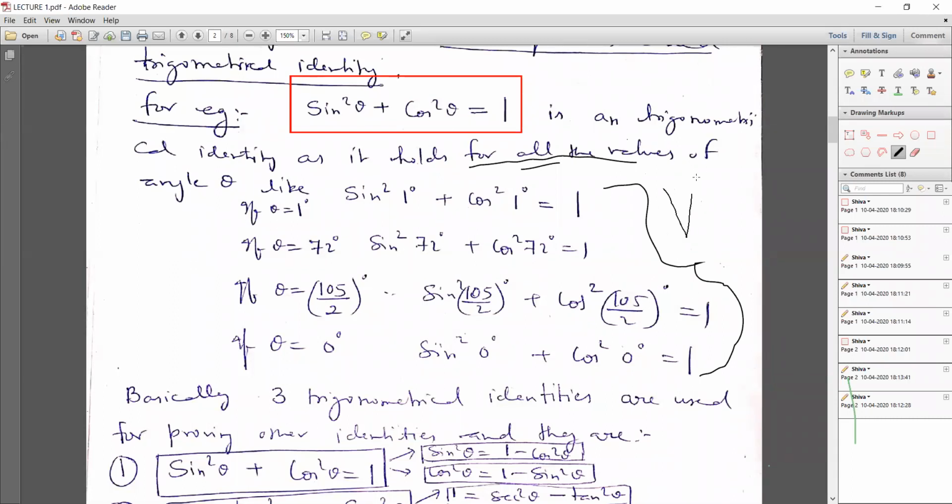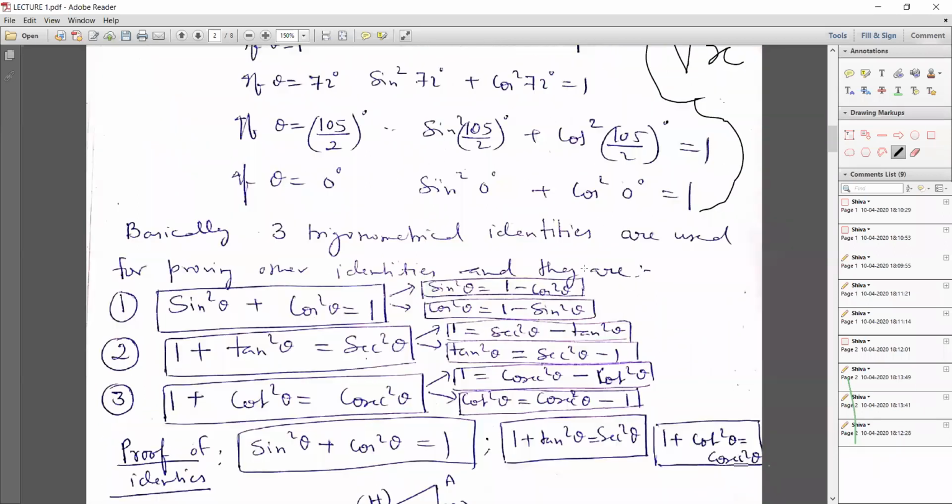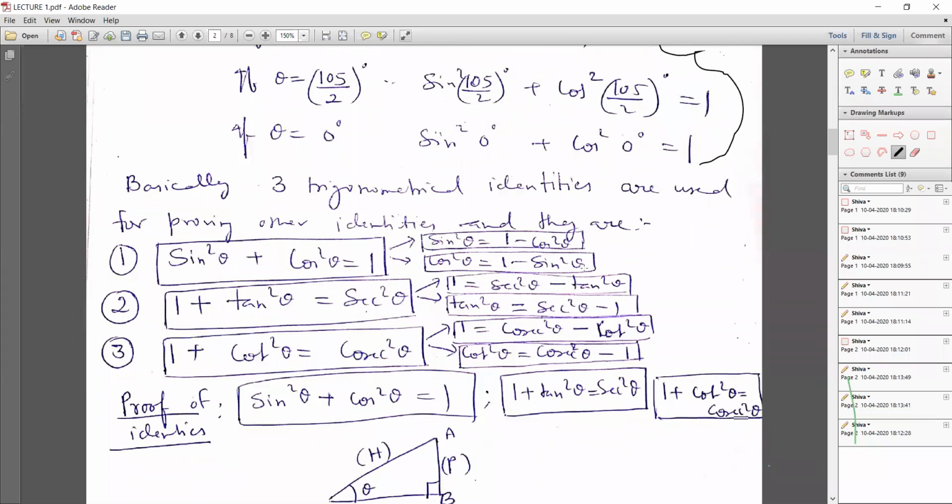Whatever value I take, suppose sine square 22.5 degree plus cos square 22.5 degree, then also what is the result? 1. Are you able to understand? Hello? Yes, sir. So basically 3 trigonometrical identities are used for proving other identities.